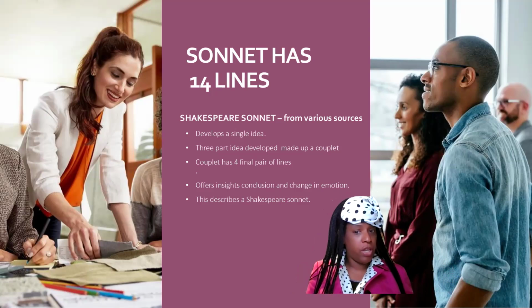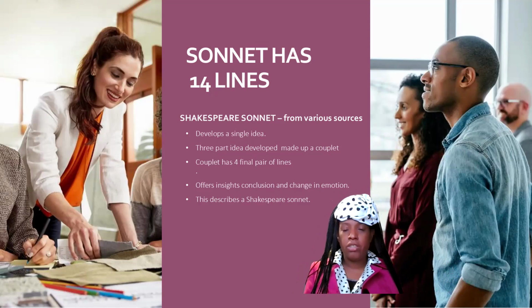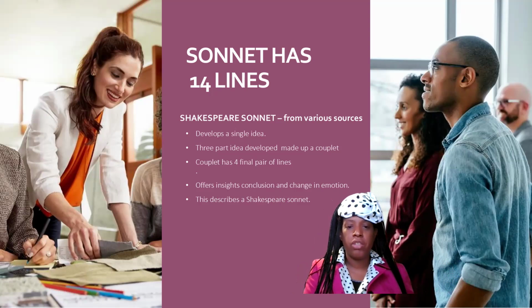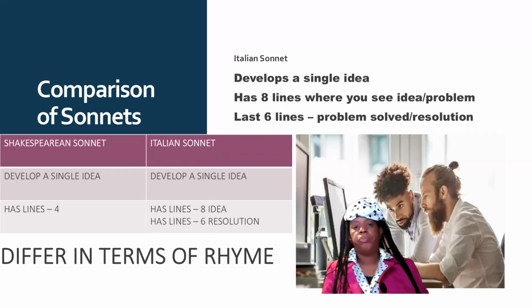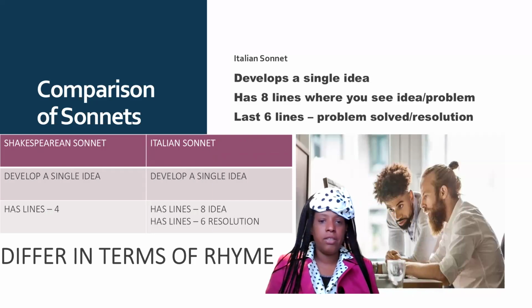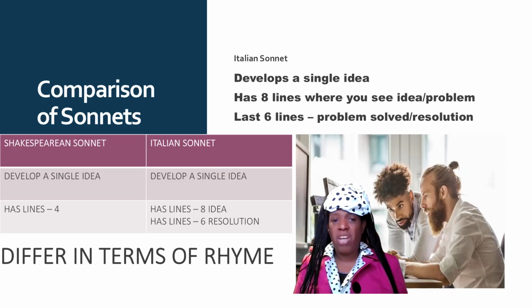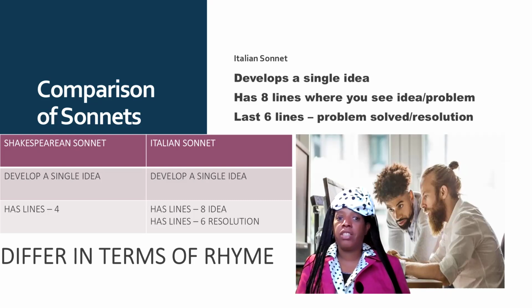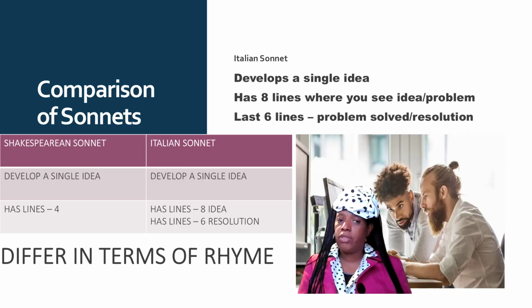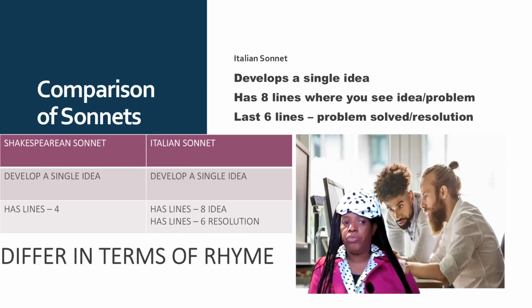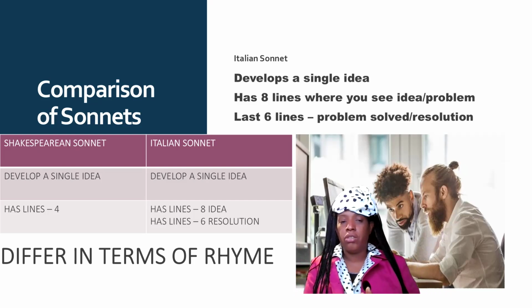And some things in life we're just going to have to, what, everybody? Learn it. It doesn't come to you naturally, so you have to learn. These are the parts of the Shakespeare sonnet. Now, you also have what they call an Italian sonnet. What's an Italian sonnet? Kind of the same thing, it develops a single idea. But you have 8 lines where you see the idea, then you have 6 lines where you see the problem solved, or the resolution. So when we talk about sonnets, how many types do we talk about in this video? 2 types, Shakespearean and Italian.